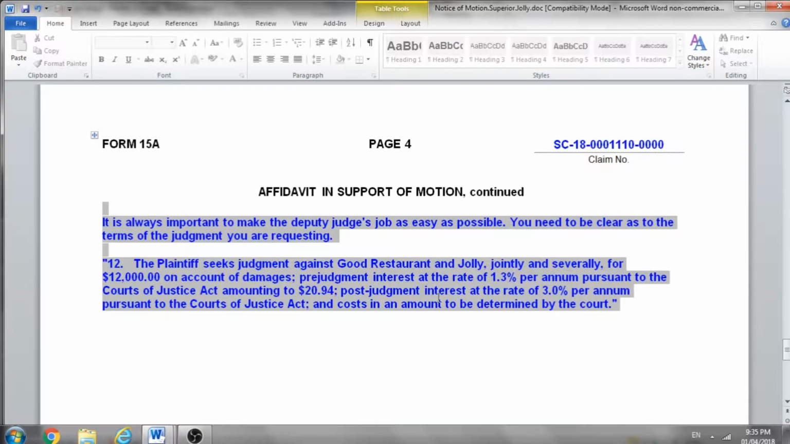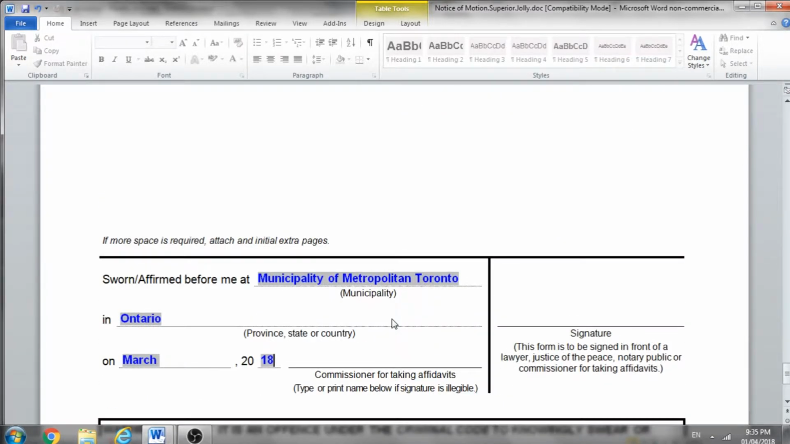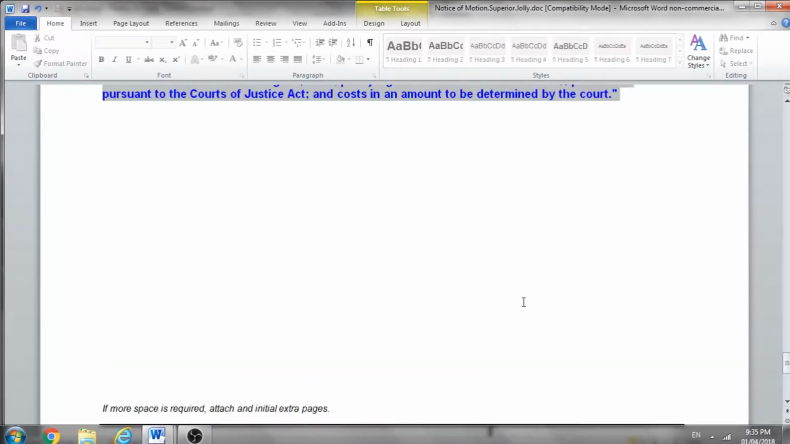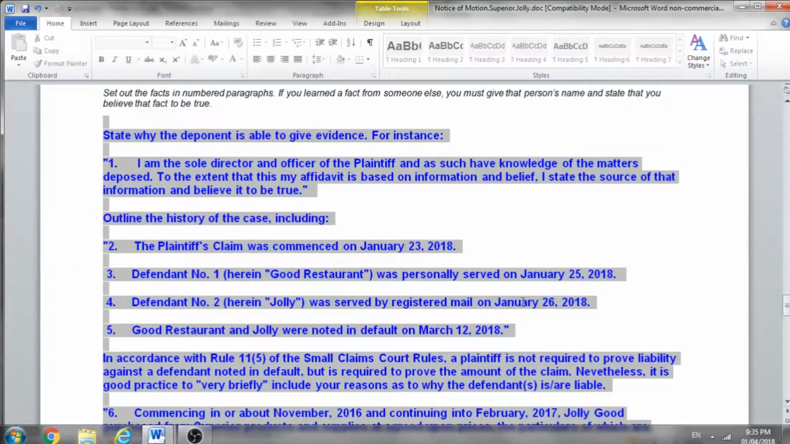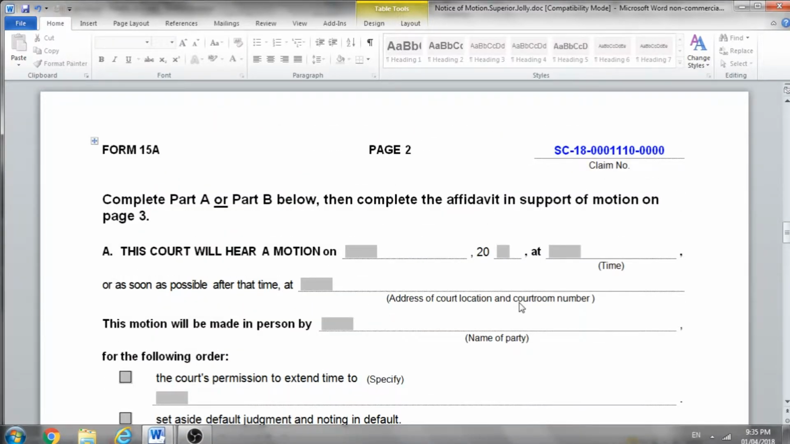And finally, it's important to make the deputy judge's job as easy as possible. You need to be clear as to the terms of the judgment you are requesting. Here, for instance, is an example. And that's it. That is all it takes to complete Form 15A, which is the notice of motion and supporting affidavit.